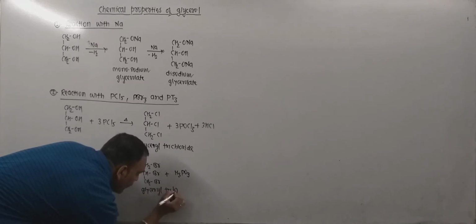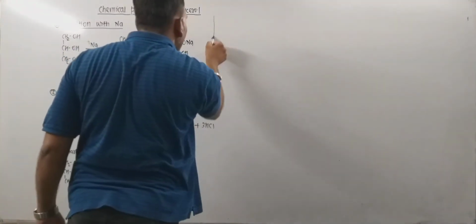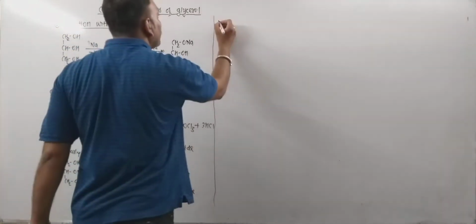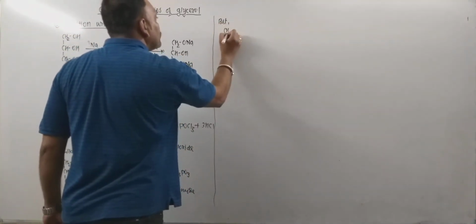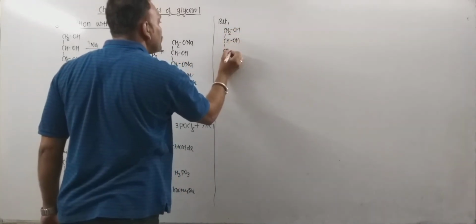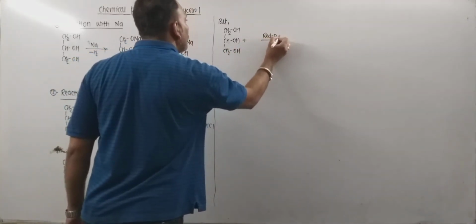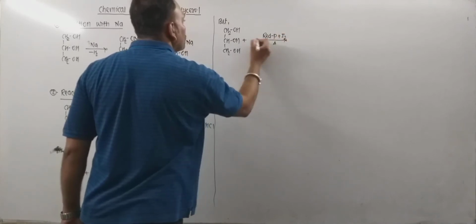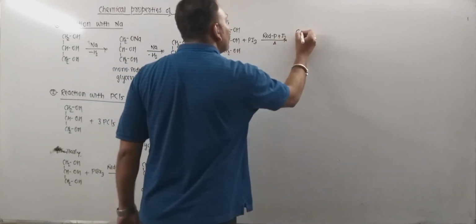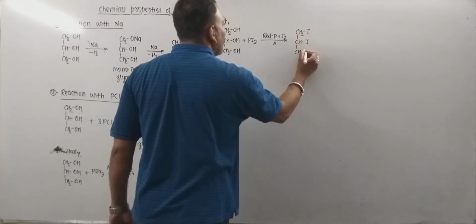So this is called glyceryl tribromide. But when we try to react glycerol with PI3, remember PI3 is to be prepared indirectly. So when glycerol, that is trihydric alcohol, which can be shown as, this is glycerol, when it is heated with red phosphorus and iodine, these two react with each other producing PI3. PI3 would react with this, leading to the formation of glyceryl triiodide.